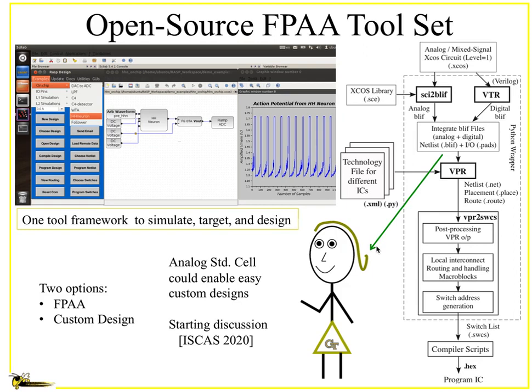This is a discussion that was at ISCAS in 2020, talking about the initial possibilities. So you could imagine doing things with FPAAs, you could imagine doing custom design, you could imagine a whole mixture of things depending on the conversation and the application you're looking for.